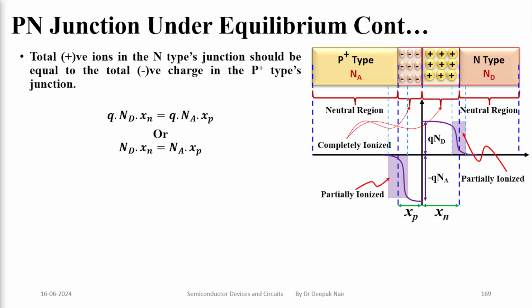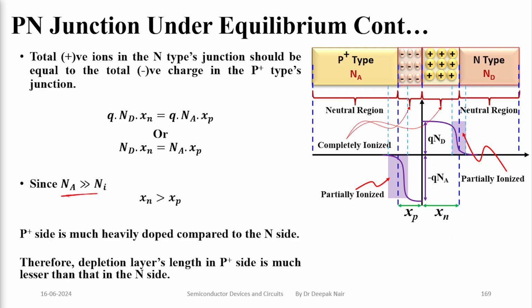But anyway, what are the things that we can observe from this diagram? That there are three regions. First is the neutral region, second is the completely ionized region, thirdly there is the partially ionized region, and the gradient of charge carriers near the partially ionized region is given by a kind of exponential function. And the depth of penetration of electrons in the p-type region is much less than the depth of penetration of holes in the n-type region.